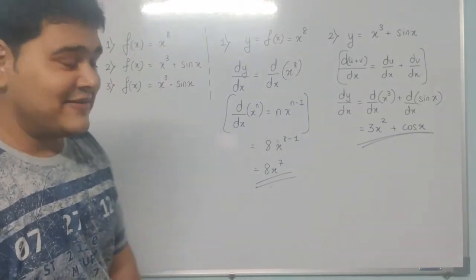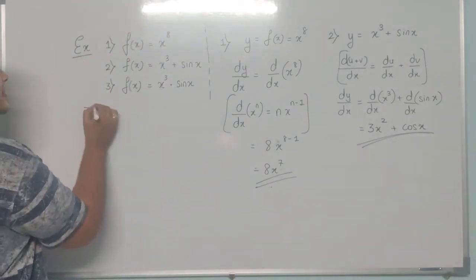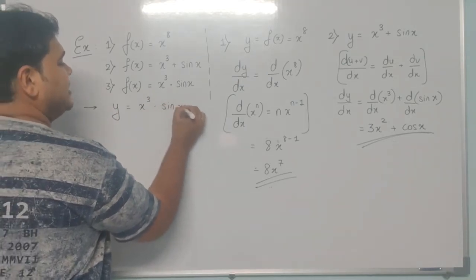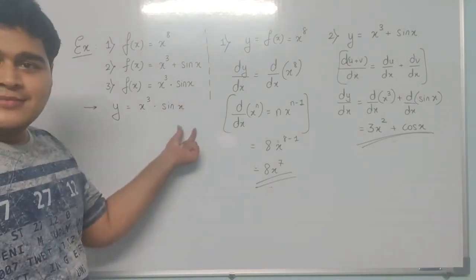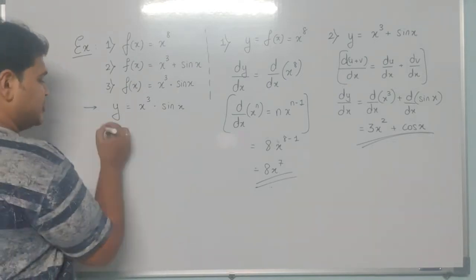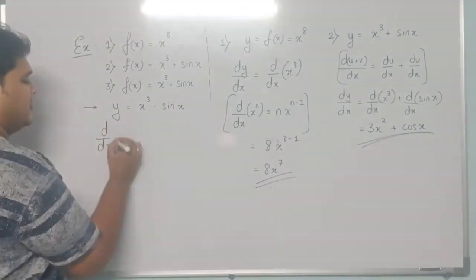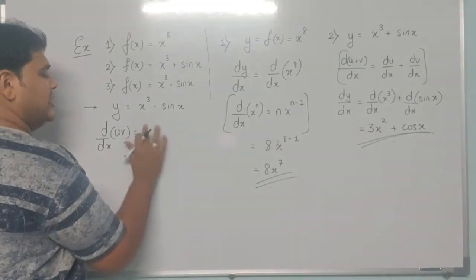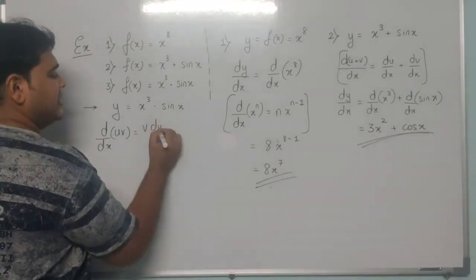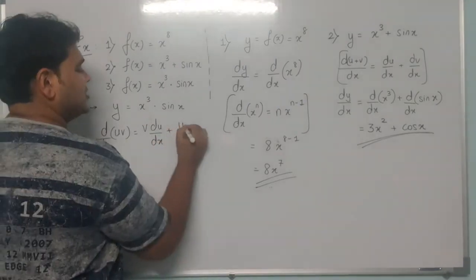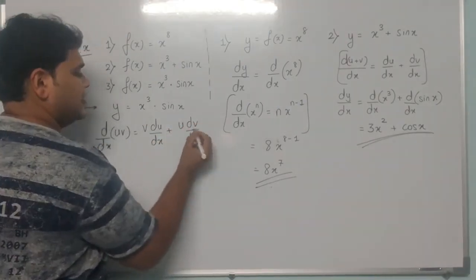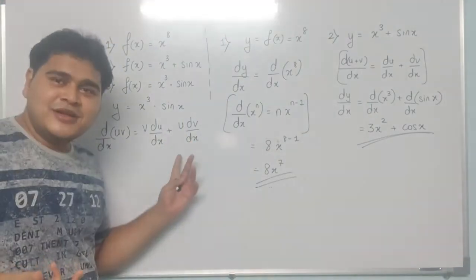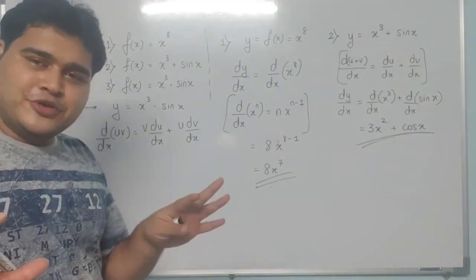It's that simple, guys. Now let's go for the third one. I can say y is equal to x cube dot sin x. Now it's like u into v. Correct? It's a multiplication. So guys, if you remember, derivative of u into v was actually v derivative of u plus u derivative of v. You can remember the other way around also, because it's an addition, it doesn't matter. You remember in which order, it's completely up to you.